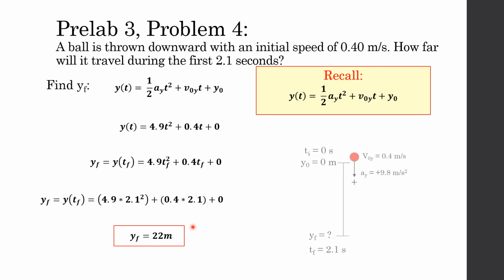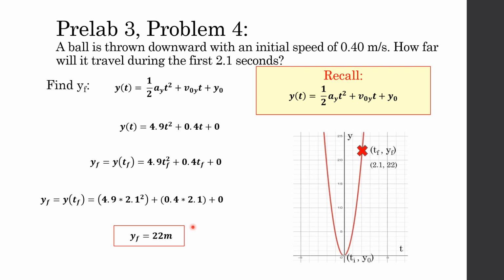Also, if you wanted to check this on a graphing calculator, this is what your graph would look like. Remember that I set the downward direction as the positive direction, so that's why my parabola is opening upwards, because my equation, if you recall, is just a positive 4.9t squared plus 0.4t, and so that's what this graph represents here. Now the point of interest is y final, so I was told that t final was equal to 2.1, and so then I'm looking for the corresponding value over here.